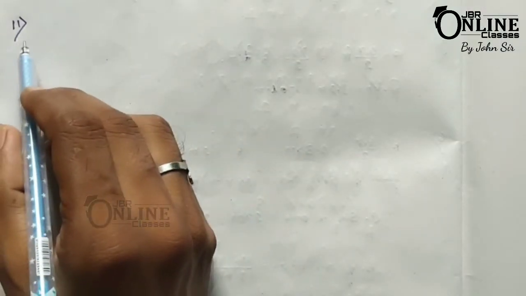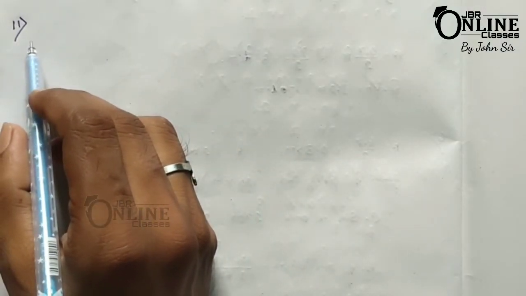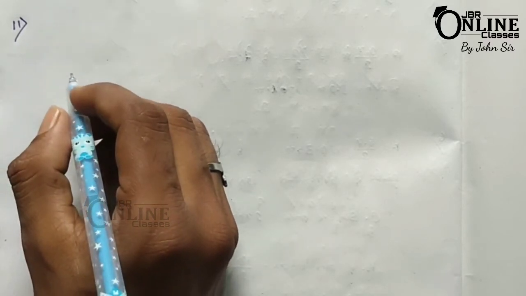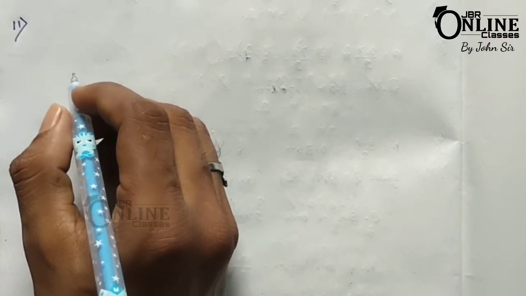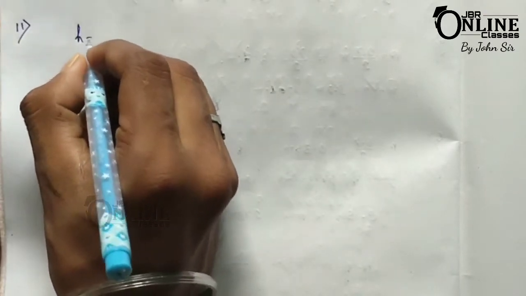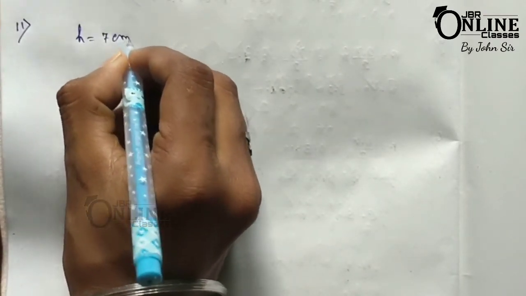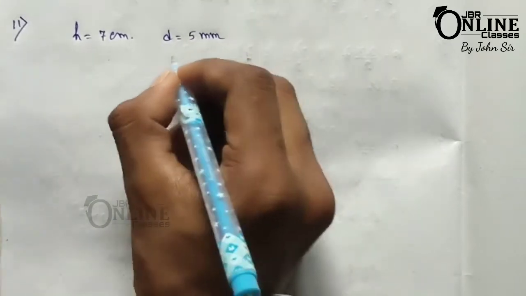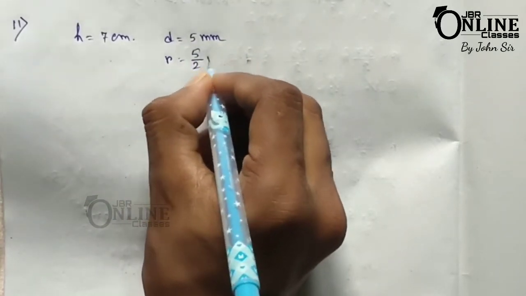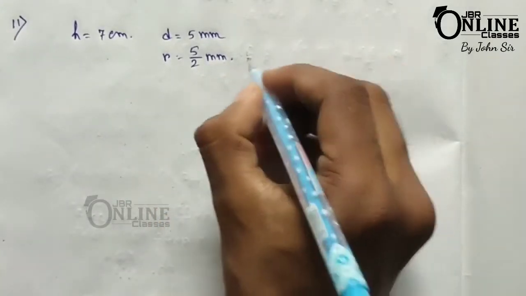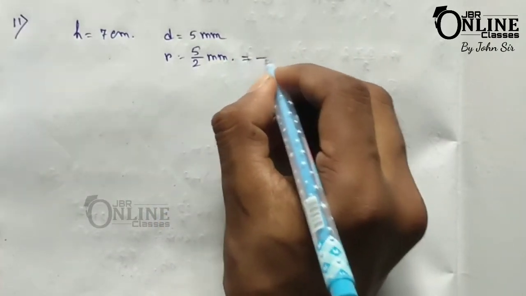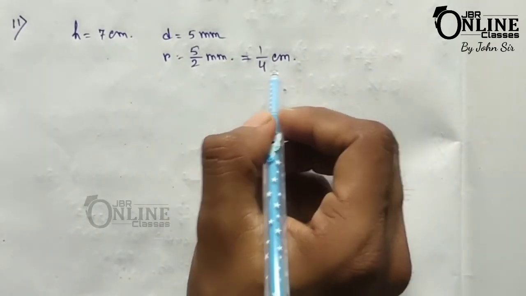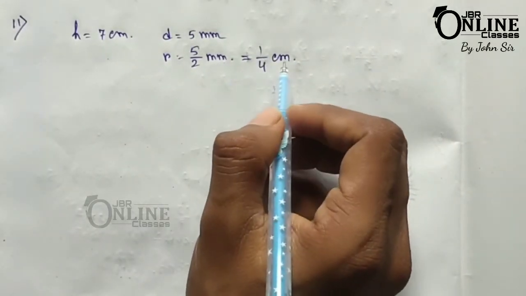Next, sum number 11. In sum number 11, a barrel of a fountain pen, cylindrical in shape, is 7 centimeter long and 5 millimeter in diameter. Okay, so 7 centimeter long means h equals 7 centimeter, and diameter equals 5 millimeter. Okay, so radius equals 5 by 2 millimeter. So 5 by 2 millimeter, and that equals 1 by 4 centimeter. Okay, if you convert this millimeter into centimeter, you will get 1 by 4 centimeter.